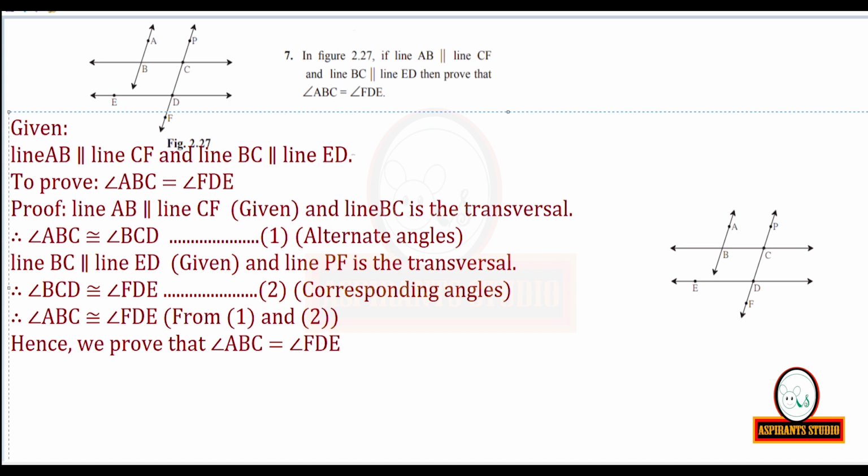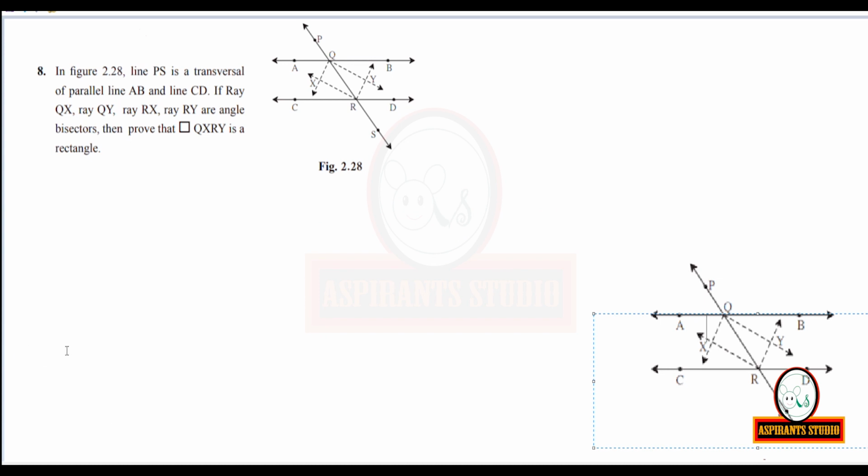Now, coming to the next question. Question number 8. In the given figure, line PS is a transversal of parallel lines AB and CD. If ray QX, ray QY, ray RX, ray RY are angle bisectors, then prove that quadrilateral QXRY is a rectangle.